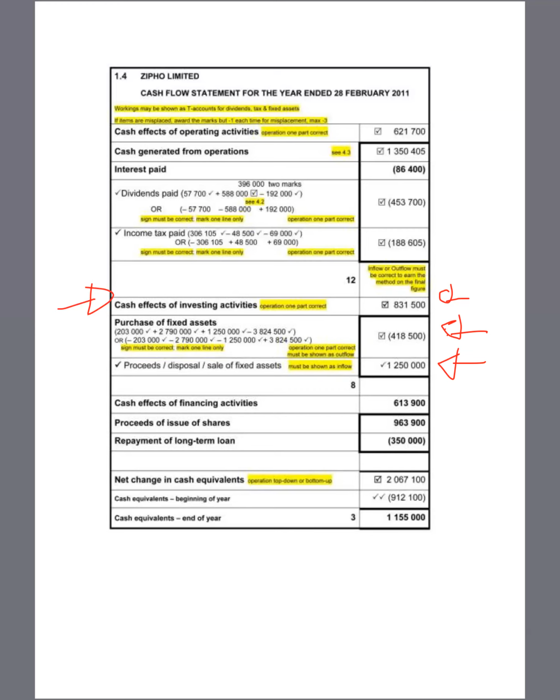Wait a bit. Where am I now? Oh, sorry. So after calculating my 831,500, this is my investing activities, right? So that means I've done my operating activities, I've done my investing activities, and what's left is my financing. Now let's go see what financing entails.